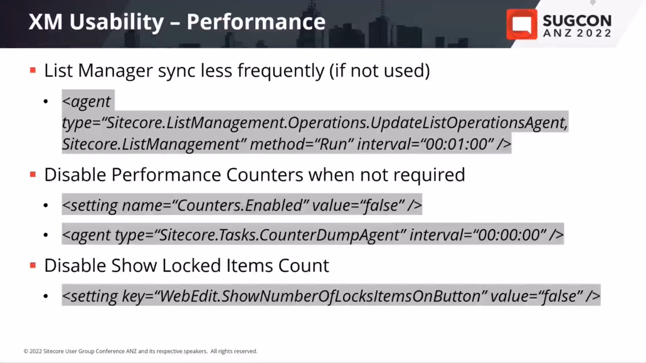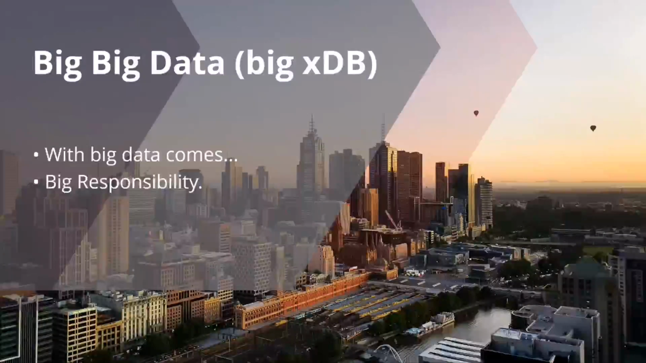And finally, there is the show number of locked items on the button. All of these bits are asynchronous API endpoints that will load buttons in the ribbon. And so turning them off reduces the load on the CM server and can improve performance. Excellent. So that's XM usability.